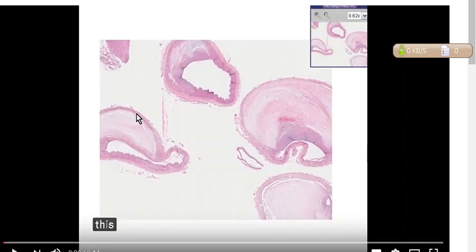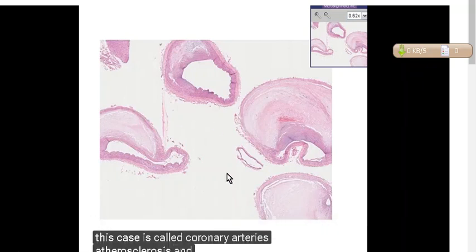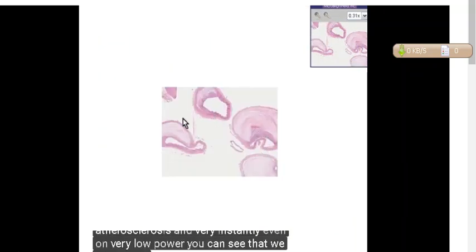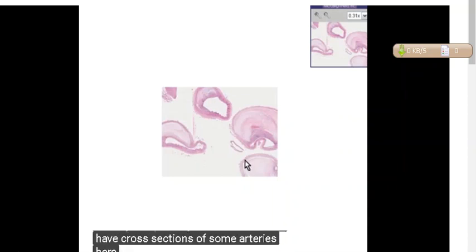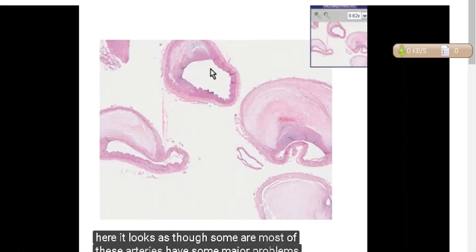It looks like in this case, called coronary arteries atherosclerosis, very instantly, even on very low power, you can see that we have cross-sections of some arteries here. It looks as though some or most of these arteries have some major problems.